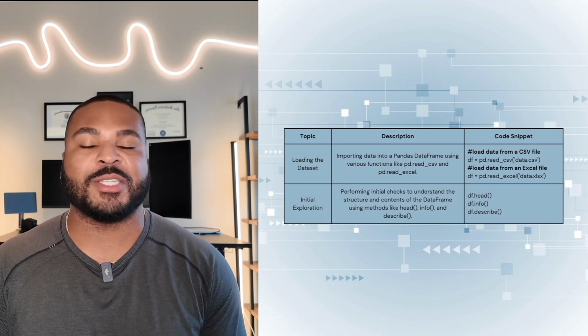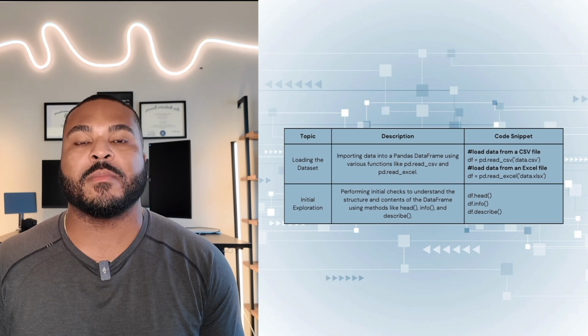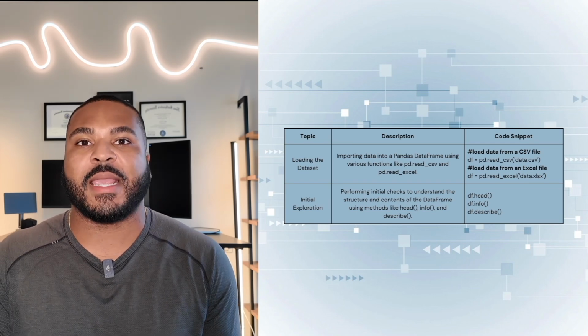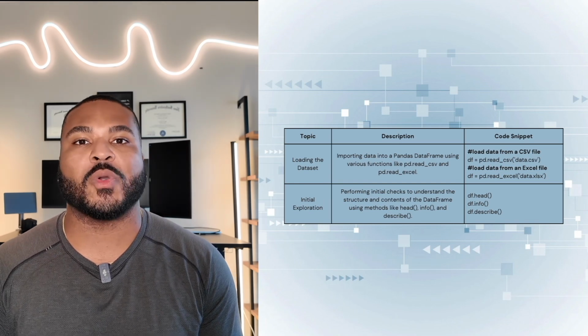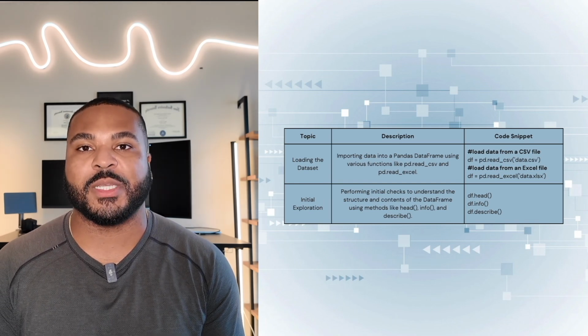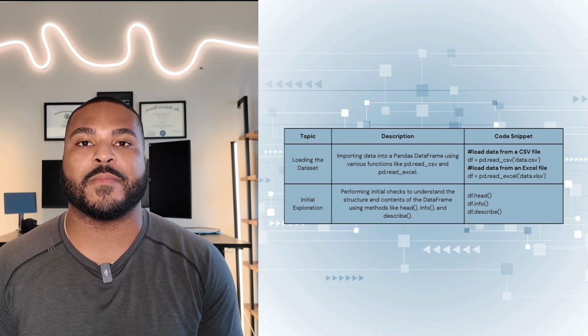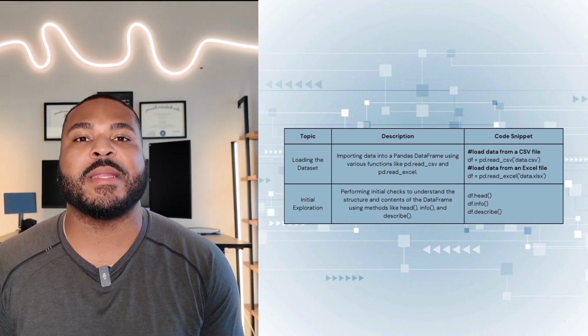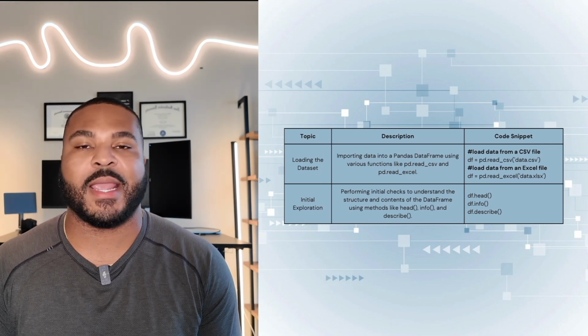The describe method generates descriptive statistics of the data frame, such as the mean, median, standard deviation, and percentiles for numerical columns. This method gives you a quick overview of the distribution and central tendencies of the numerical data in the data set. So by using these methods, you can perform an initial exploration of your data set, gaining insights into the structure and contents.